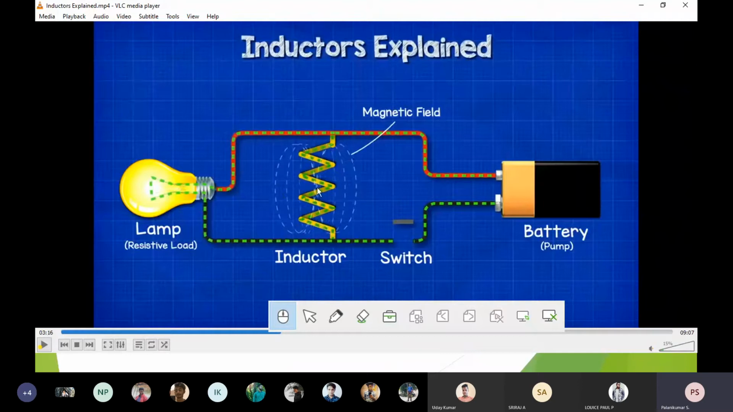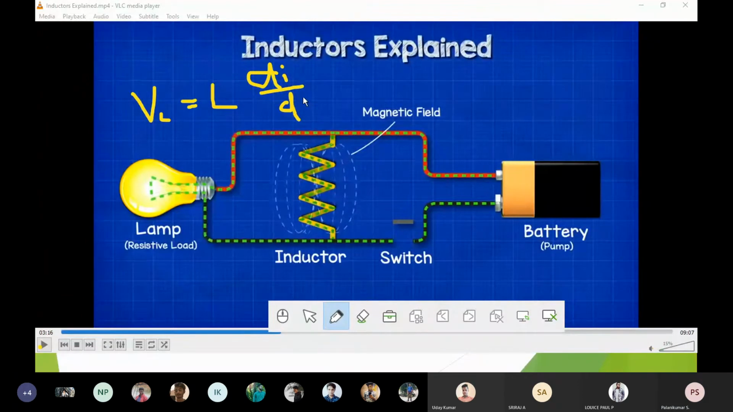This EMF, this voltage will be applied to the lamp. So what is that voltage? I already told you that VL is equal to L, the inductance of this coil, into di by dt. Earlier, this current will keep on changing with respect to time, because now it is being consumed. After some time, it will come to an end.